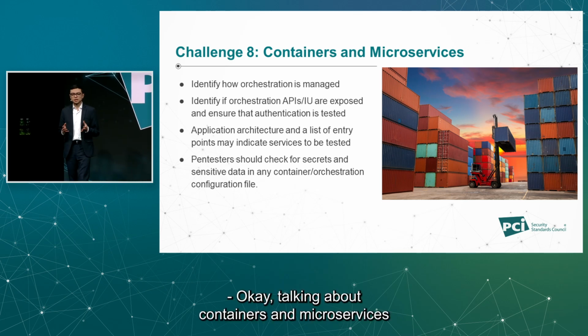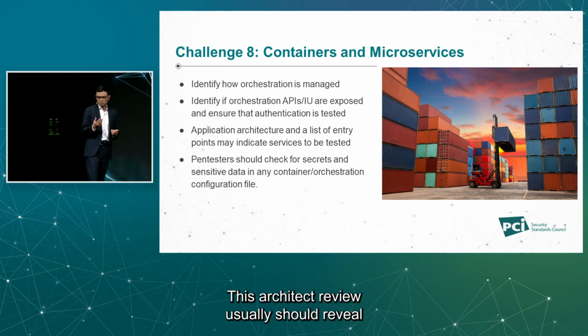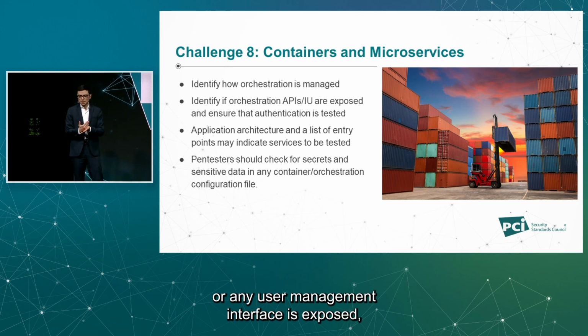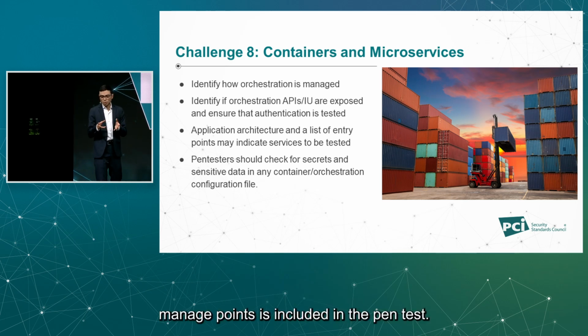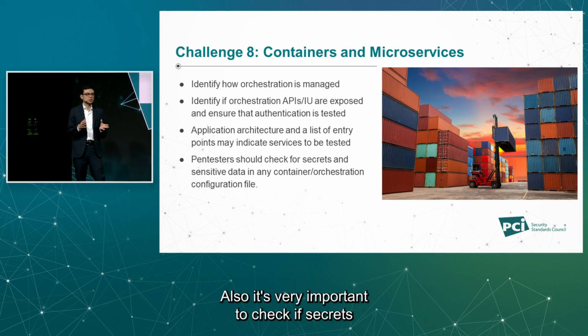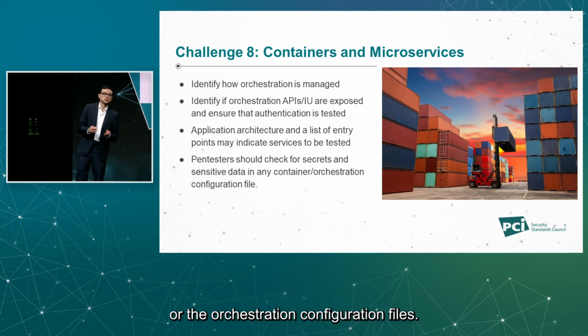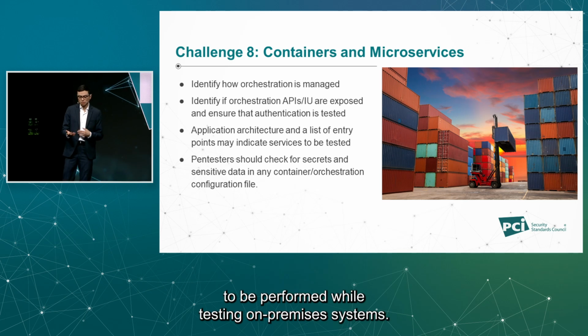Okay, talking about containers and microservices, before we talk on architecture review, this architecture review usually should reveal how the orchestration is managed. Also, it's important to check if any API or any user management interface is exposed and make sure that the authentication for those managed points is included in the pen test. Also, it's very important to check if secrets and any other sensitive information may be hard coded in the container or the orchestration configuration files. Note that this is an additional task that is not to be performed while testing on-premises systems.